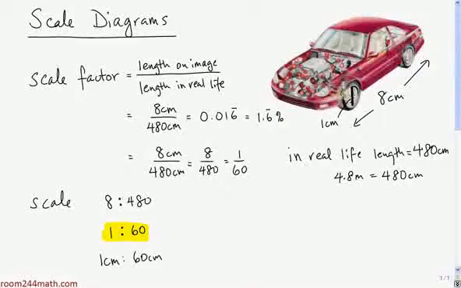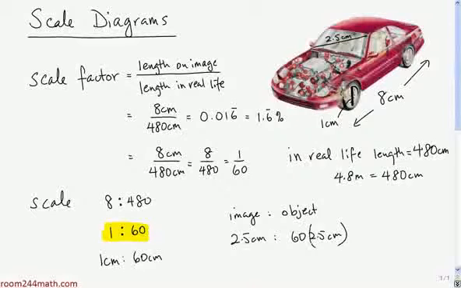Or if we have the diagonal of the windshield being 2.5 centimeters, all we have to do to determine the length in real life is say, well, the image to the object is 2.5 centimeters to 60 times 2.5 centimeters. And 60 times 2.5 centimeters is 150 centimeters. So the actual object, the car's window screen, the diagonal would be 150 centimeters.